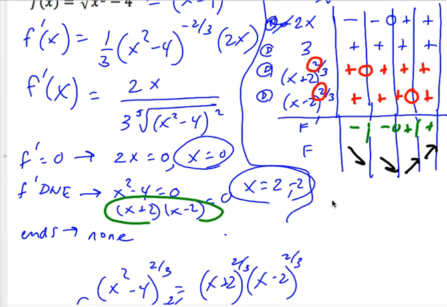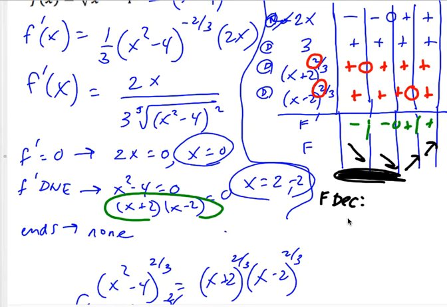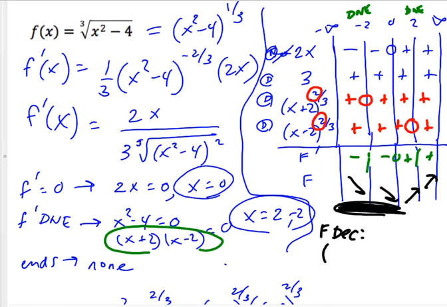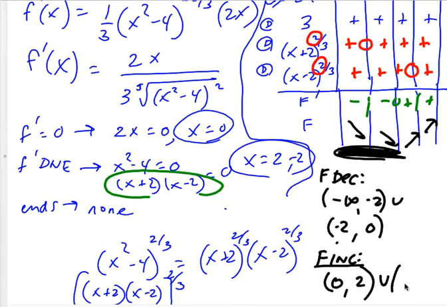So if I'm asked when f is decreasing, f is decreasing on this entire window, but there's an issue that happens right here. There's an issue that happens at that 2. So what's happening here is essentially f is decreasing from negative infinity to negative 2, and again from negative 2 to 0. It's not doing either increasing or decreasing at 0, and then it's going to increase from 0 to 2, and again from 2 to infinity.